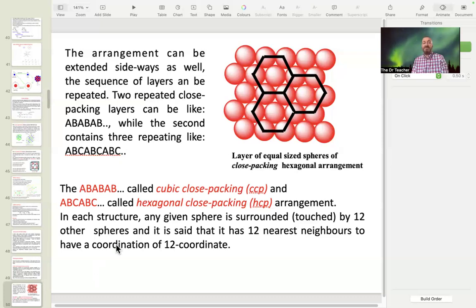So the AB is called cubic close packing, CCP. That's where there are 2 atoms repeated in the layers, they will do cubic close packing, or we call it CCP. And there is ABC, called hexagonal close packing. So here we can have like 4, here we have 6. So hexagonal will do HCP arrangement. In each structure, a given sphere is surrounded or touched by 12 other spheres, and it is said that it has 12 nearest neighbors, to have a coordination number of 12.